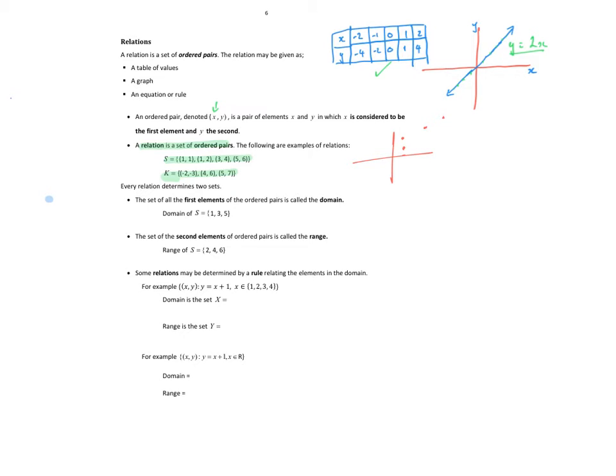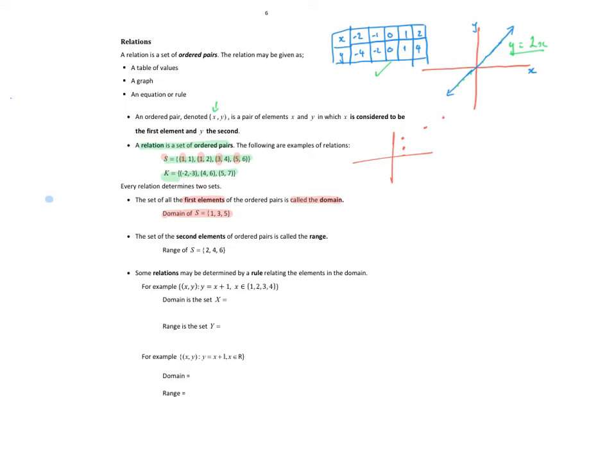Now, every relation has two key sets of values. The first of these key sets is called the domain. And the domain is the set of all the x values in our relation. So in particular for the set S, if we have a look at our x values, I've got two 1s, a 3 and a 5. So the domain of S are just the numbers 1, 3 and 5. We don't need to put a repeated value.